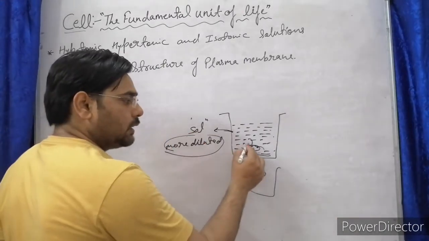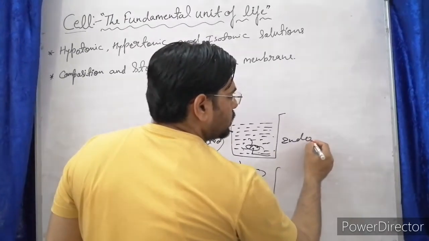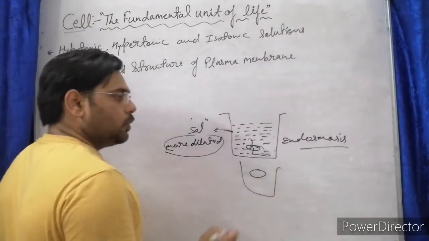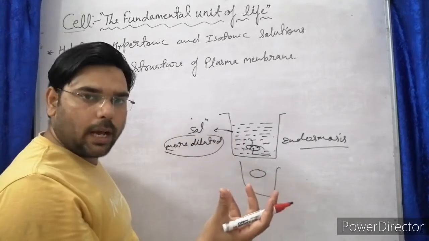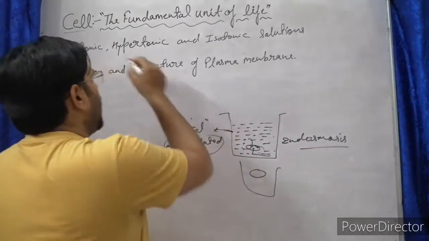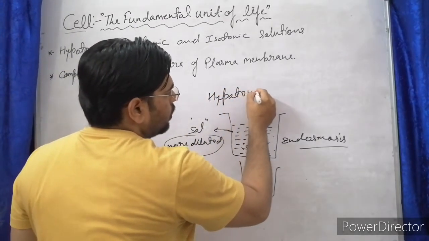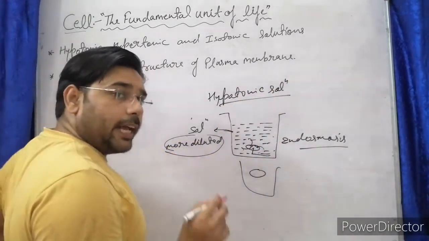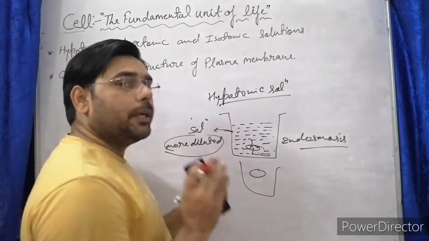This process is called endoosmosis. Okay students, so what is endoosmosis? When the water goes into the cell from the surrounding and the cell swells up, it is called endoosmosis. So this type of solution is called a hypotonic solution. A hypotonic solution is more diluted as compared to the cell.